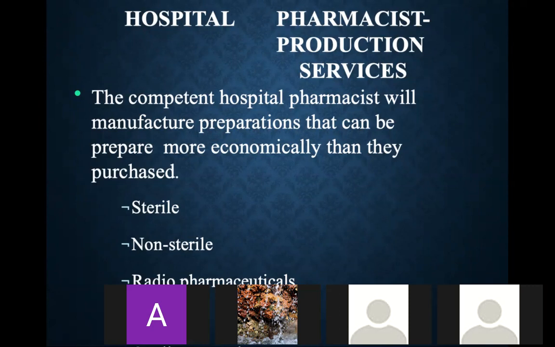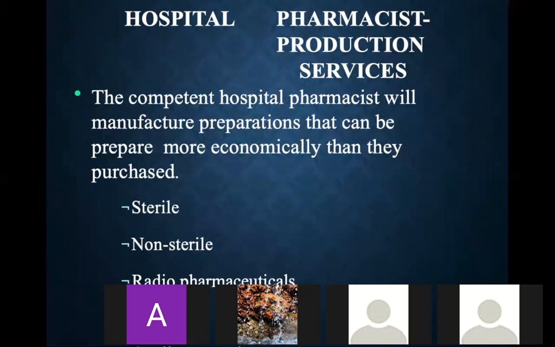Mostly in our country, we have up to tertiary care hospitals. Our hospitals and civil hospitals, whatever they are, are up to tertiary care hospitals. Now in the world, mostly the big hospitals have quaternary care healthcare. The fourth step is that certain hospitals have their own production unit, their own pharmacy production units.